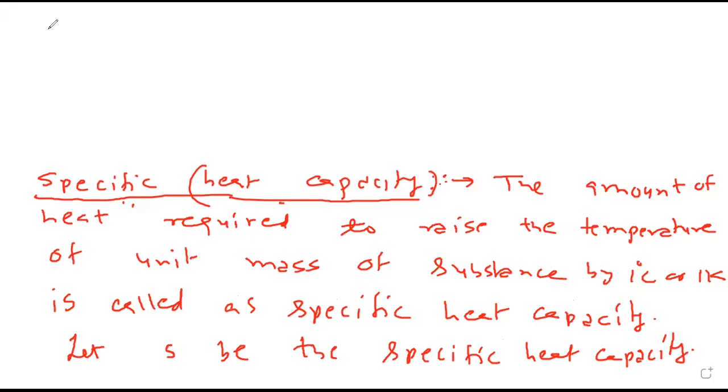So can you tell me what will be the heat required to raise the temperature of m kg of substance by the same 1 degree Celsius or 1 Kelvin? S is for 1 kg, changing the temperature by 1 degree. So for 2 kg it will be 2S. Yes. 3 kg, 3S. m kg, mS.